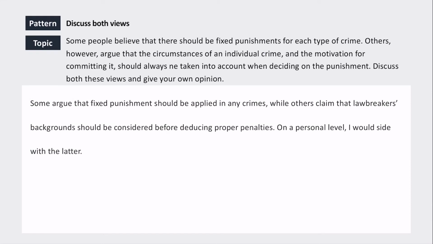Okay, so next we've got a Task 2 essay: discuss both views, and then also probably give your opinion. I don't know if that's missing. So usually the structure goes: introduction, side A, some people think A, some people think B, and then your conclusion.